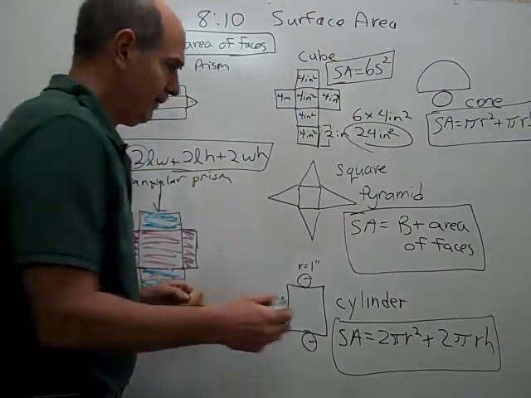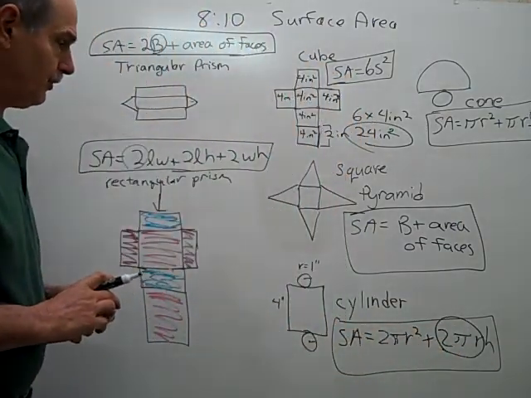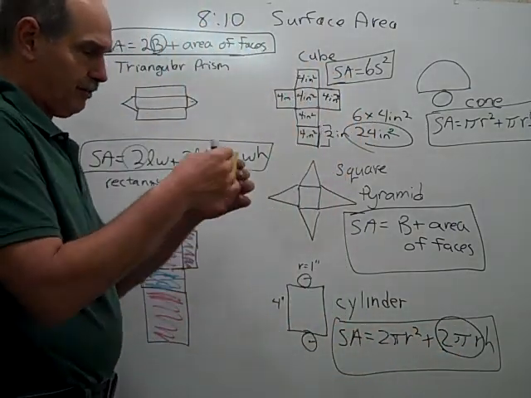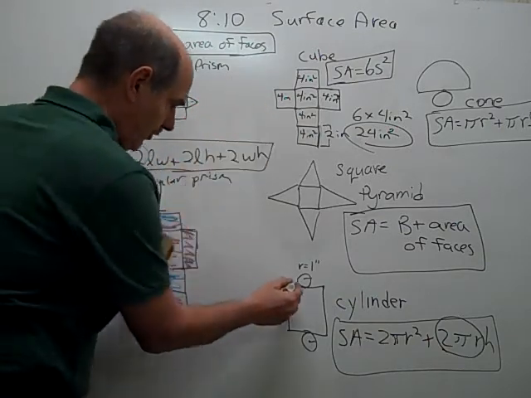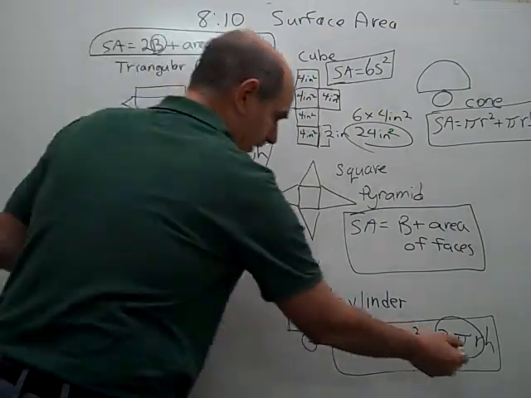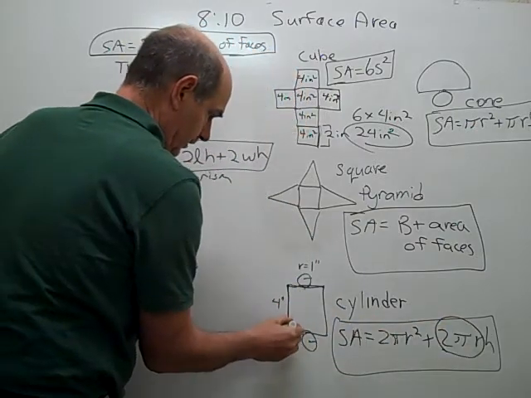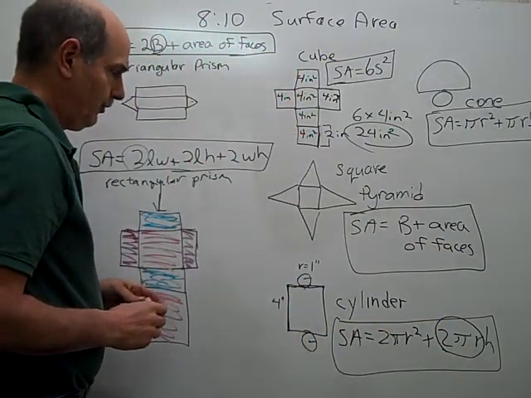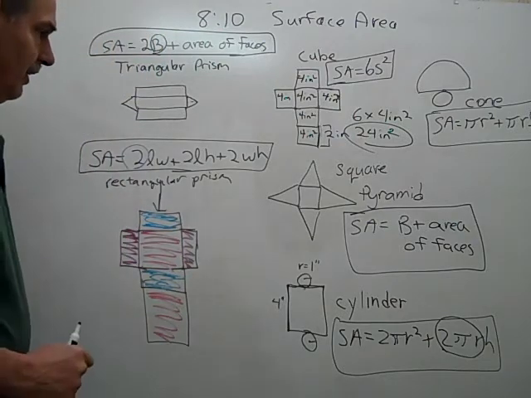And then you might recognize this part of the formula as being the formula for circumference of a circle. And if you kind of split this and unrolled it, this distance would be the circumference of this circle. So the 2 pi r is the circumference of the circle, and the h stands for the height. So this is the one that I wanted to do that was a little bit more complicated.